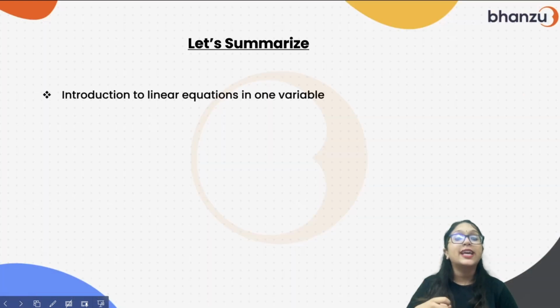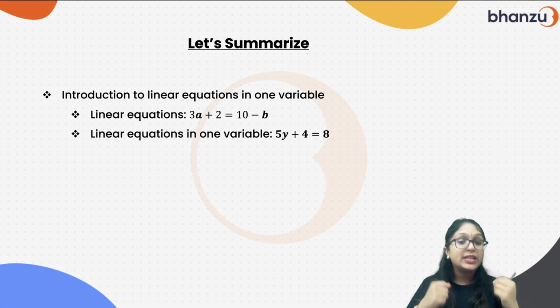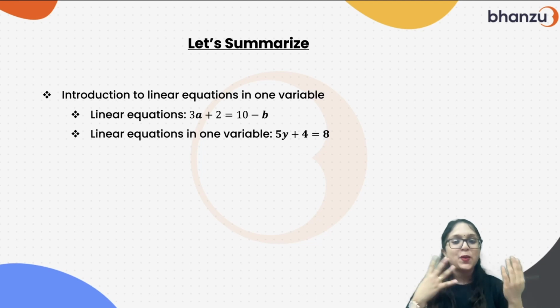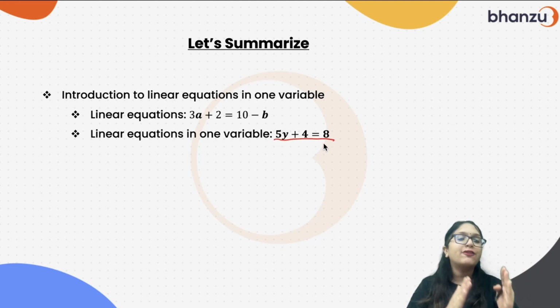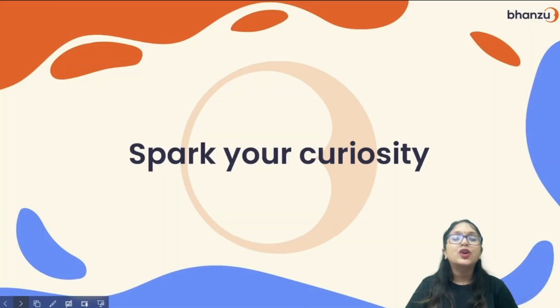So let's quickly summarize everything that we have learned so far. The first thing is we have learned what a linear equation is, where the power of the variable is 1, and then we learned linear equation in one variable. Here you can see one example in front of you, that is 5y plus 4 is equal to 8. I hope you understood it.